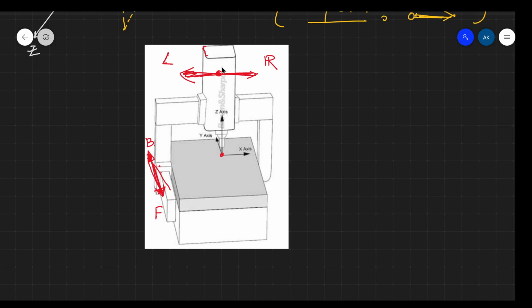Is it fine? Now, these structures which are fixed on these rails are also connected with linear transducers. These are mounted with linear transducers.